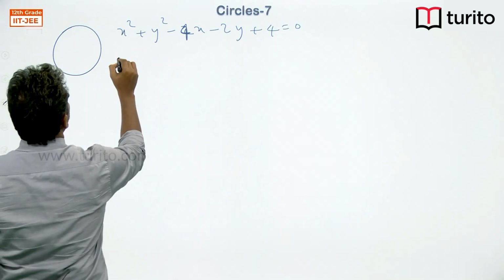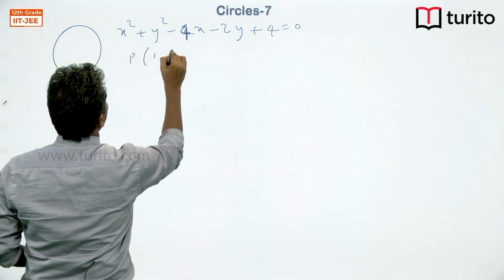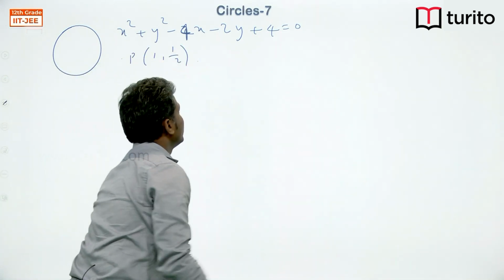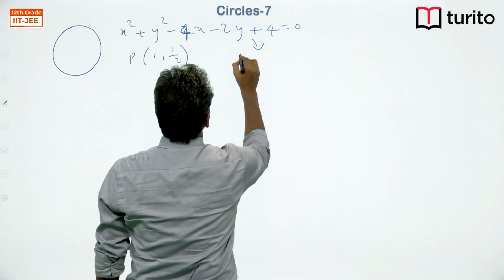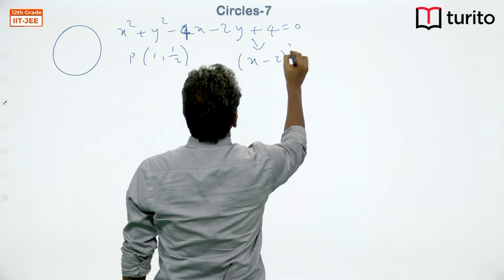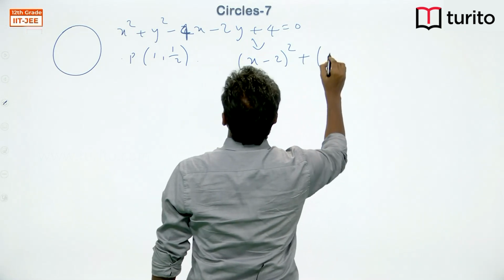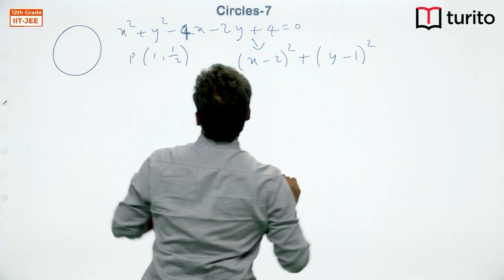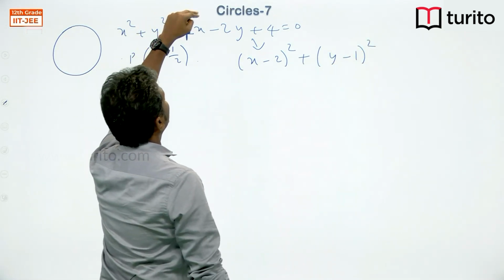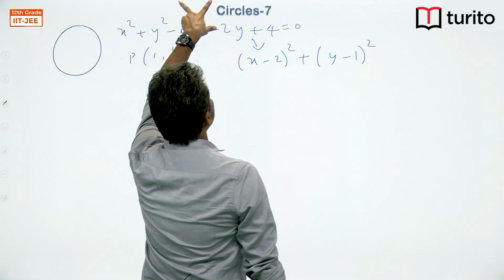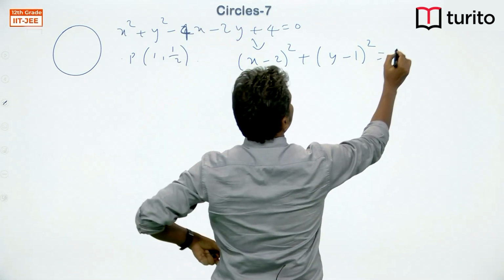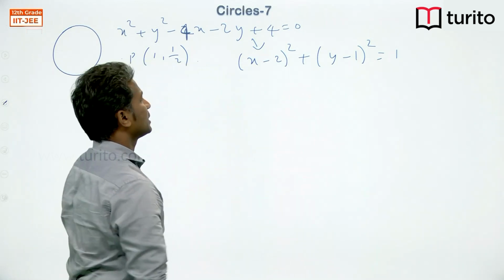Okay, and the external point we got was (1, 1/2). Now if I convert this circle using the completing square method, it can be completed into this form. So I basically added 1/4 and added 1, so I have to subtract, so this is equal to 1. This is the equation of the circle.